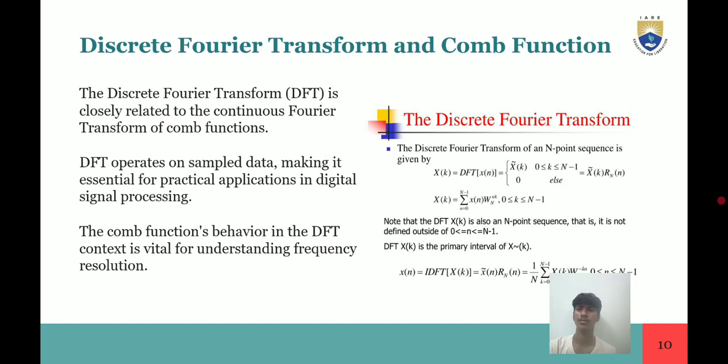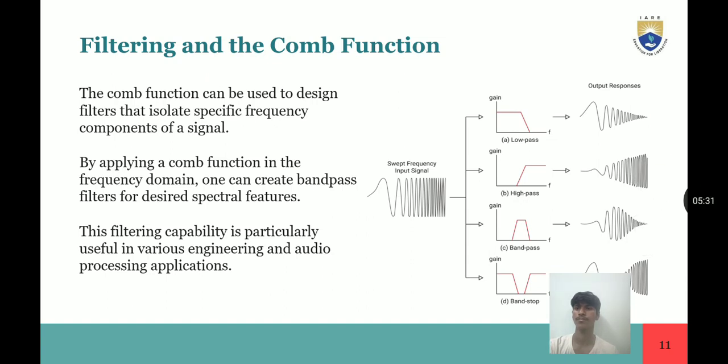Filtering and the comb function. The comb function can be used to design filters that isolate specific frequency components of a signal. By applying a comb function in the frequency domain, one can create bandpass filters for desired spectral features. This filtering capability is particularly useful in various engineering and audio processing applications.